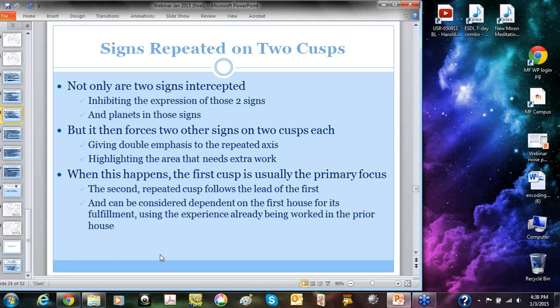So usually the first cusp is known as the primary focus, and the second follows the lead of the first. It can be considered dependent on the first house for its fulfillment, using the experience which is already being worked on in the prior house. Does that make sense? Do we kind of follow that? So the first sign that it's in is the primary, the second one is the secondary. Okay, so we move on.